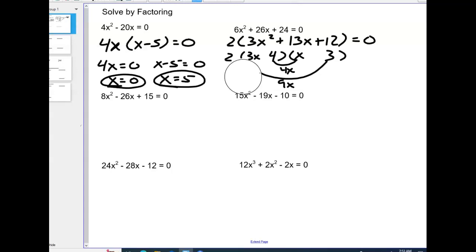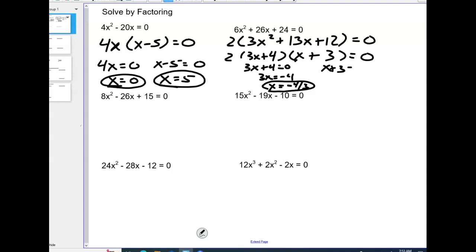I'm not giving 100 problems on this. So you've got to take your time with the problems. Okay. Make sure you get it right. 3x plus 4 equals 0, which means 3x equals a negative 4, which means x equals negative 4/3. x plus 3 equals 0, which means x equals a negative 3. And those are our answers.